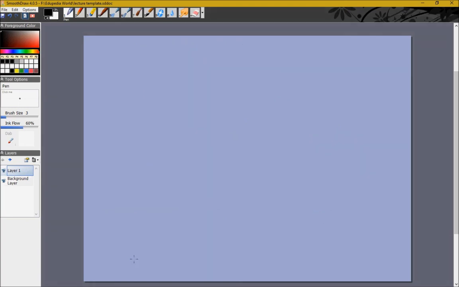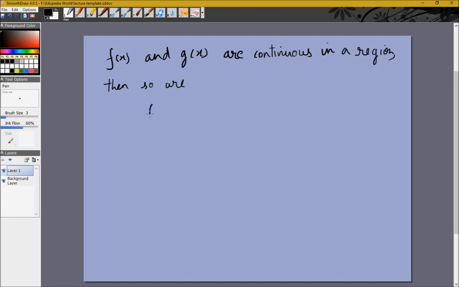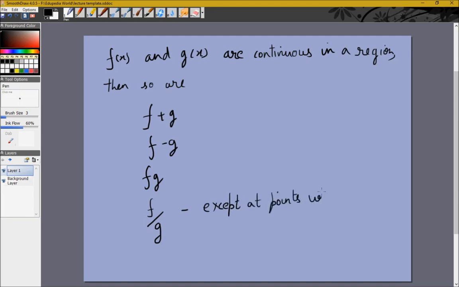Now there are many rules regarding continuous functions. If f of x and g of x are continuous in a region, then so are f plus g, because if limit x goes to a particular value f exists and the limit x goes to the particular value g exists, then their sum must also exist, right? f minus g is also continuous, f multiplied by g is also continuous, and f divided by g is continuous, except where there is an exception here, except at points where g is equal to 0.